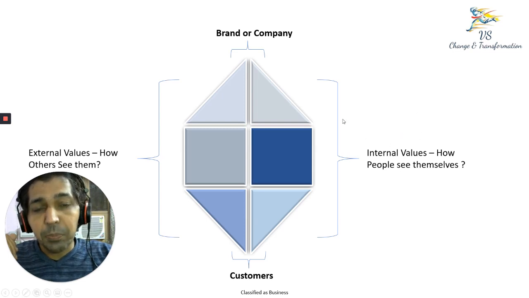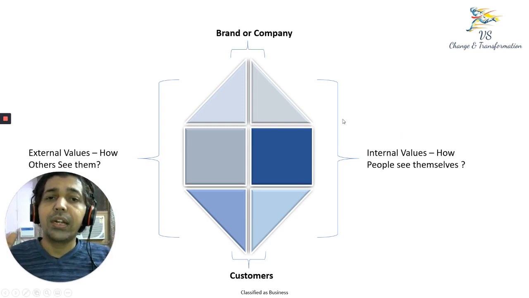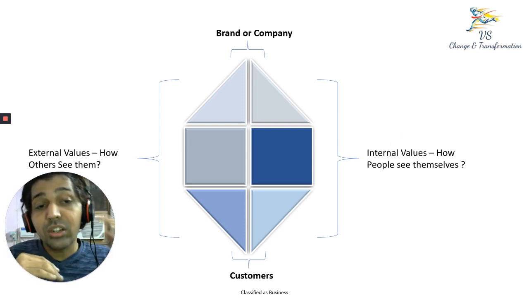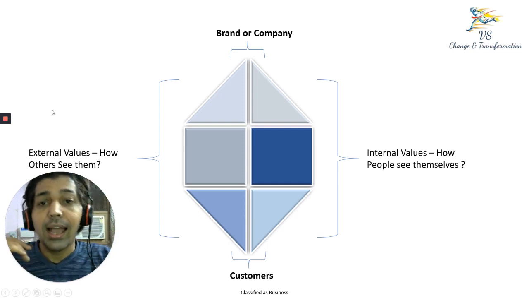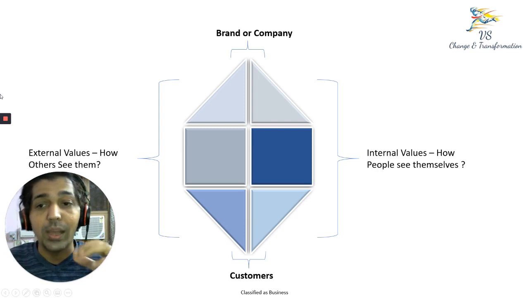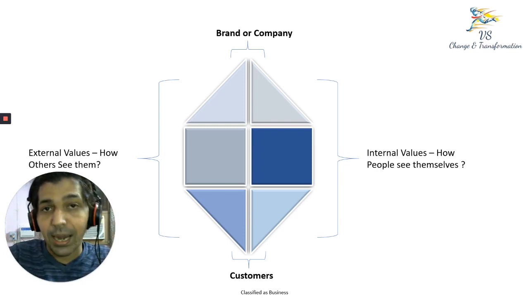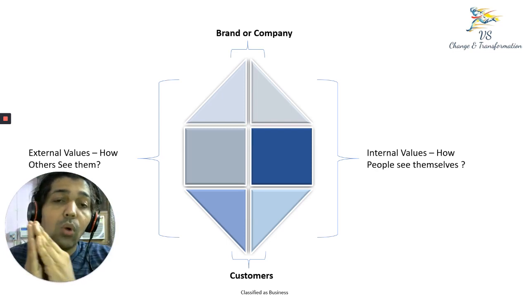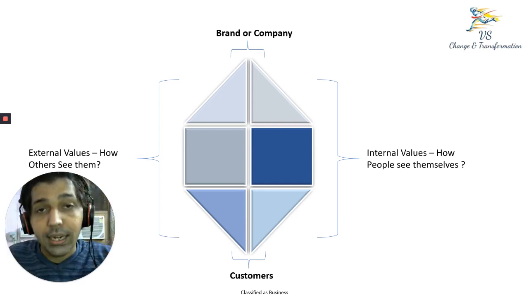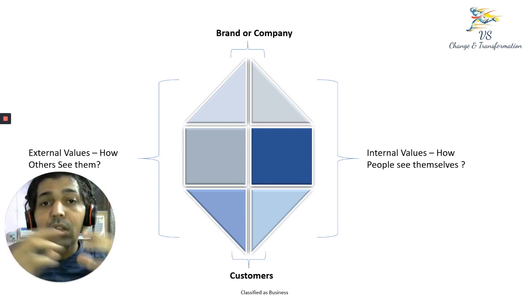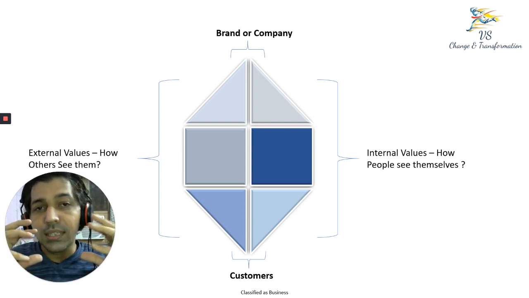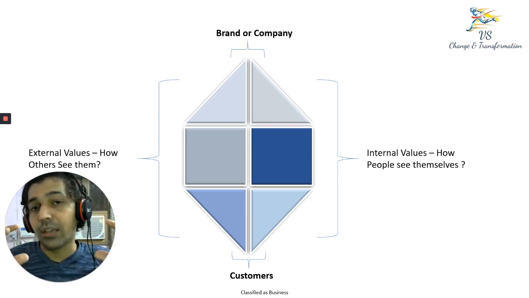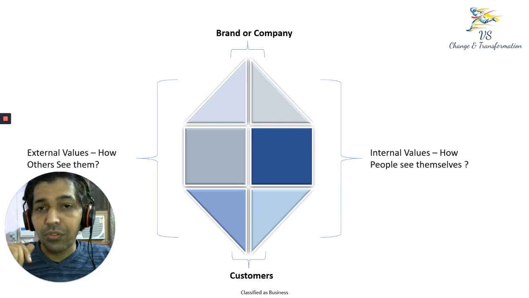This part of it, which is the right side of it, represents internal values, or how people see themselves. Okay, and this one is about the external values, how others see the brand, others see the organization, or how the organization sees their customer. So these are the various aspects of it, and this can be defined into six buckets, I would say. So let's start with the first one.